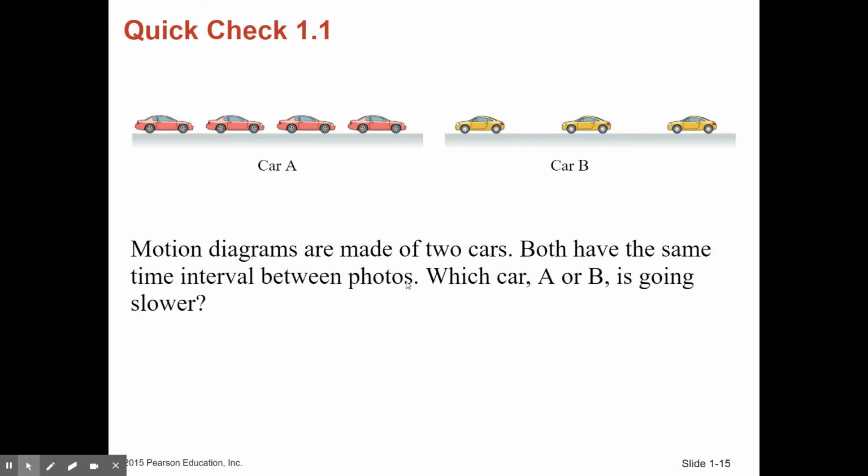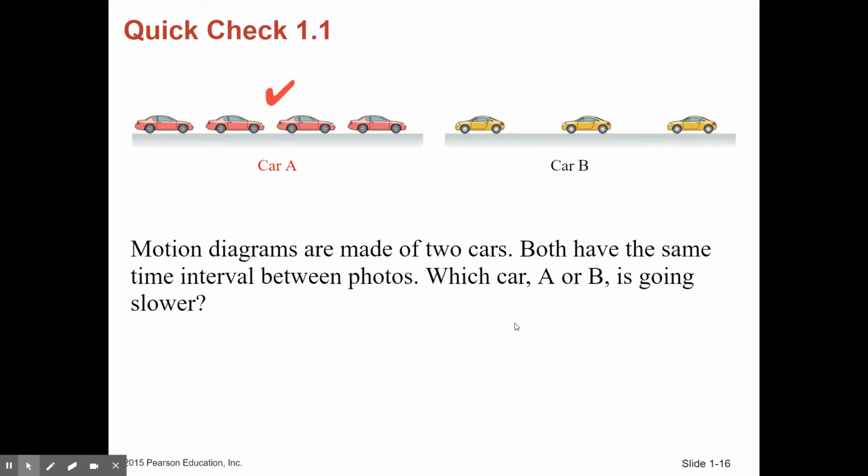So here we have a quick check. Again, two cars. Motion diagrams are made of these two cars. Both have the same time interval between photos. Which car, A or B, is going slower? Think about which car is going to be going slower. Again, the time between the cars is the same. So from here to here is 1 second, here to here is 1, here to here is 1, here to here is 1. So which one would you think would be going slower?